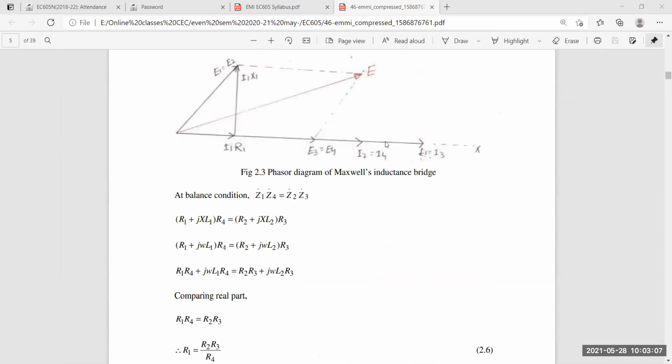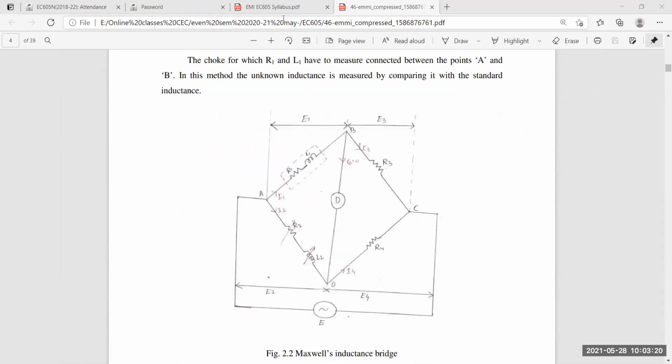See here. This is the phasor diagram of that particular diagram which we did just now. In this phasor diagram, we are denoting it with E1, E2. In the previous diagram, I denoted this as E1, this as E3, this as E2, this as E4. E is actually the supply, so the phasor diagram depends on the positioning of E. Now this E1 is equal to E2, because they are on the same side. Similarly, on the basis of that, we will draw the phasor diagram.